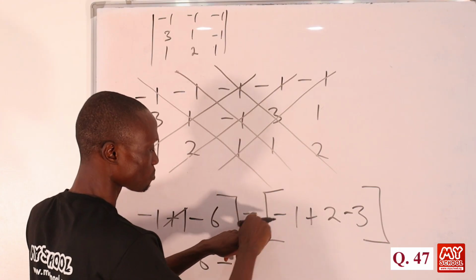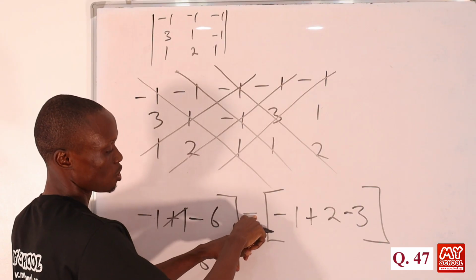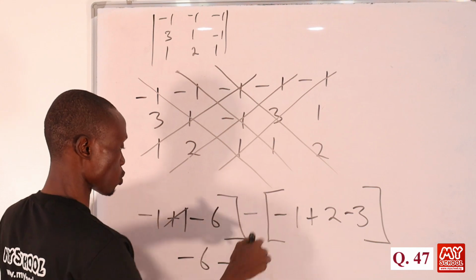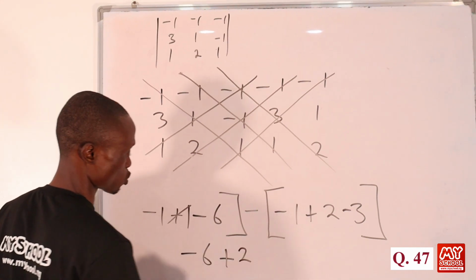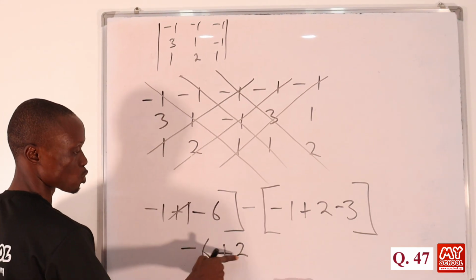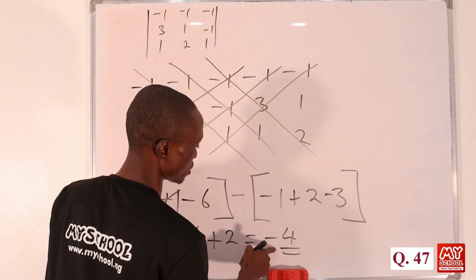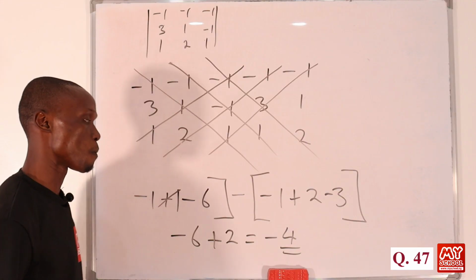But remember that we have a minus here. So minus times that minus 2 will be equal to plus 2. So here we have plus 2. Now minus 6 plus 2 will be equal to minus 4. So the determinant of this matrix is actually equal to minus 4.